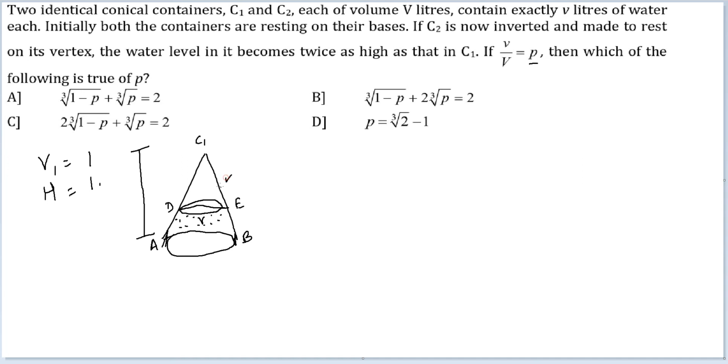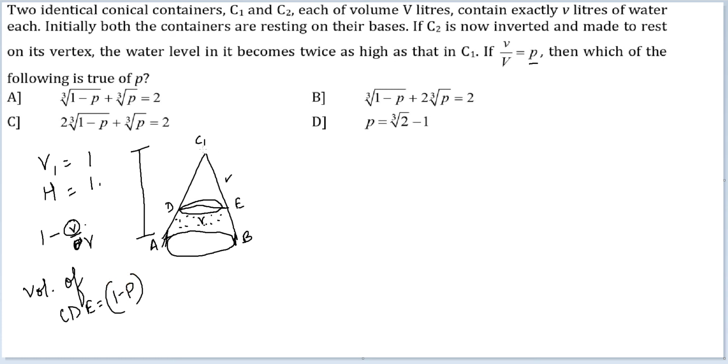What is the volume of CDE? The volume of CDE will be nothing but 1 minus small v by capital V. If the entire volume was 1 and this was small v, I'm marking small v with a circle, small v by capital V, and we have been told small v by capital V is equal to P. So the volume of CDE is equal to 1 minus P.